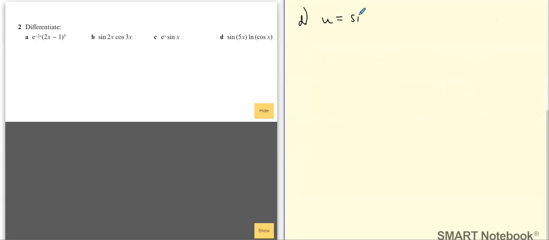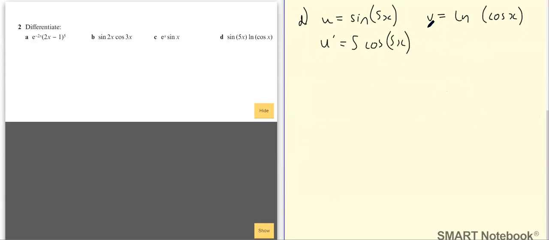u equals sine 5x and v equals ln cos x. Okay, so u dash is going to be, when I differentiate sine f of x, I'm going to get f dash of x cos f of x. And when I differentiate ln f of x, I get f dash of x over f of x.